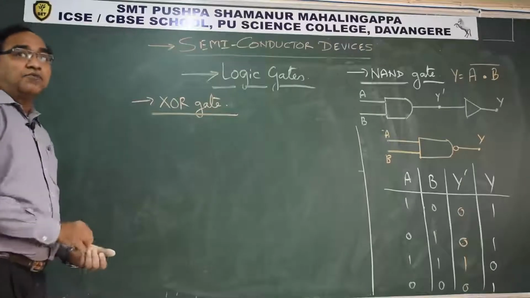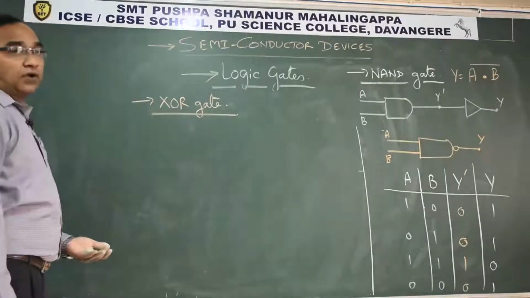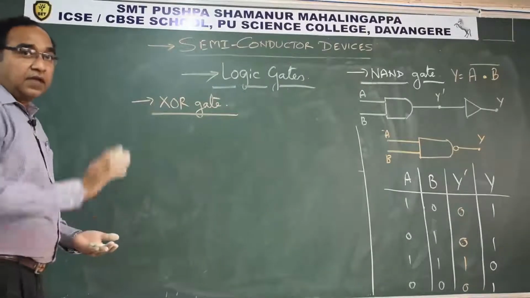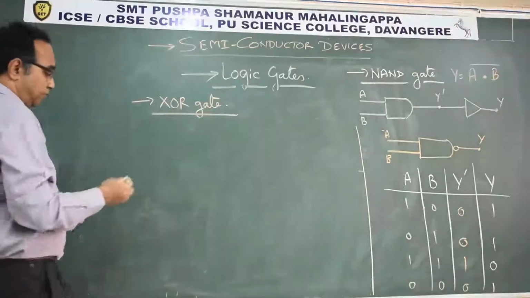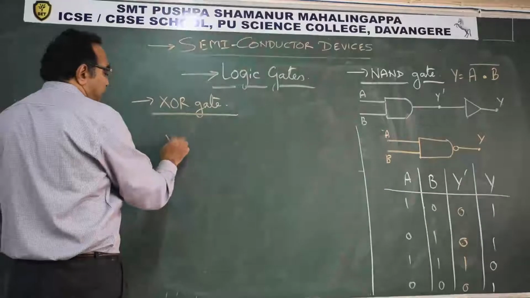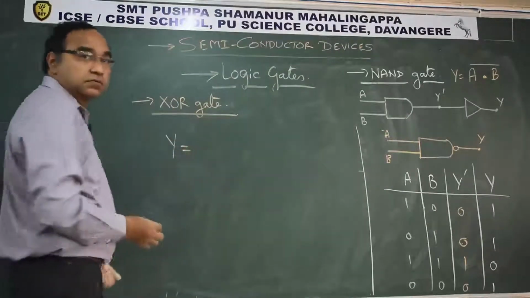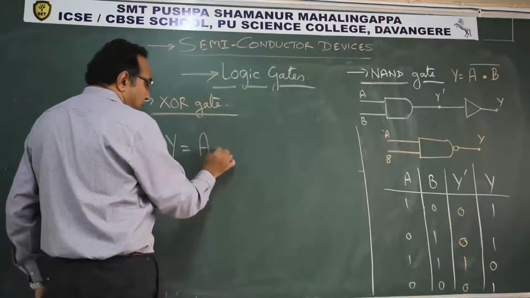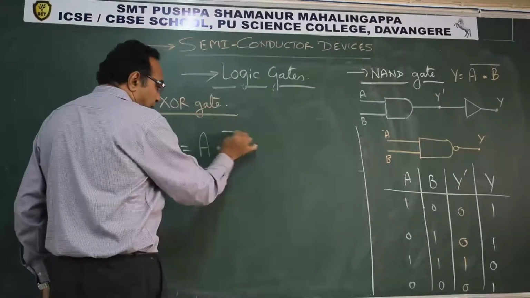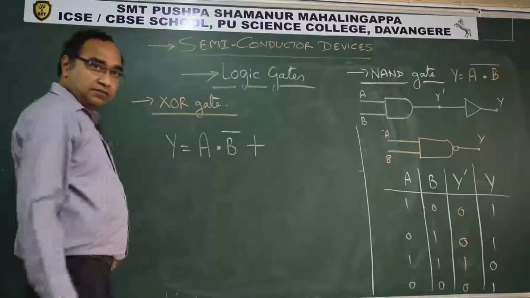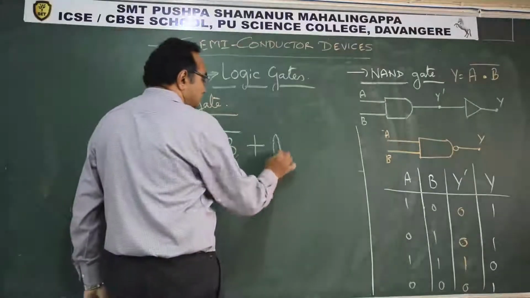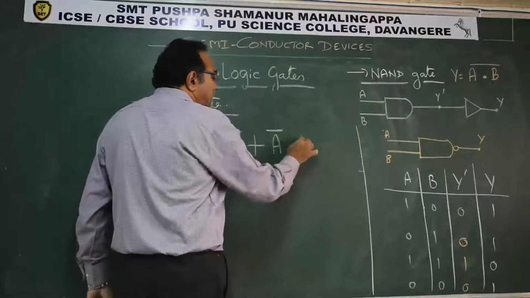Okay, now exclusive OR gate. How to find out? OR gate: either this or this, that is what we have. So, the Boolean expression goes this way. Y is equal to A and not B, or not A and B.